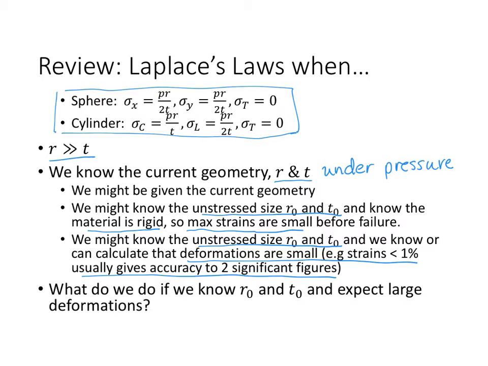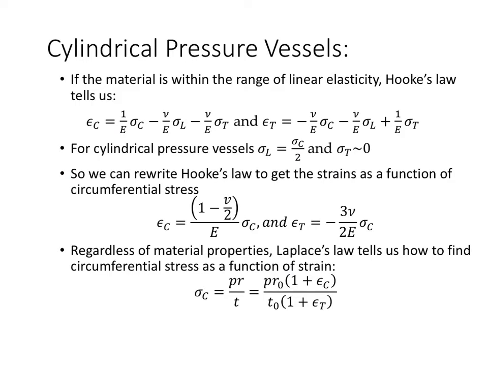But what do we do when we only know the initial radius and thickness, and we expect to see large deformations, so we cannot assume the small deformations, nor do we know the actual radius? So we'll walk through this situation first for cylindrical pressure vessels. So let's assume here that the material, while it's undergoing large deformations, is within the range of linear elasticity.